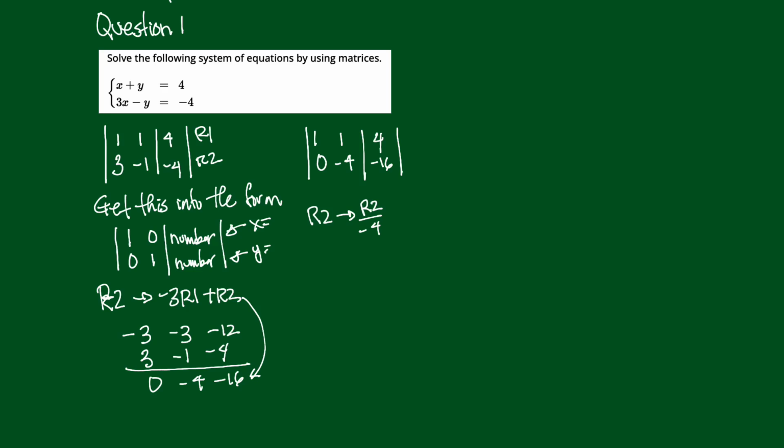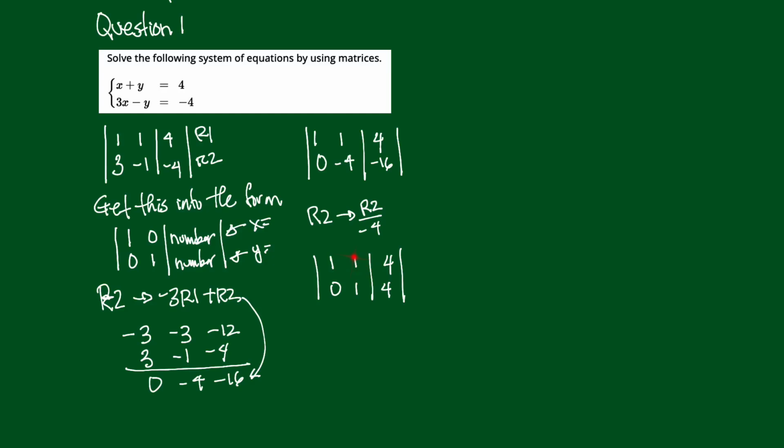So here's the new matrix now. First row, 1, 1, vertical bar, 4. Now just divide everything in row 2 by -4. I'll get 0, 1, 4. There's the new matrix. I think one more step.